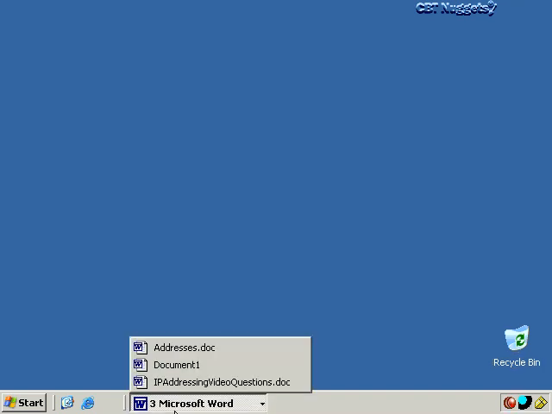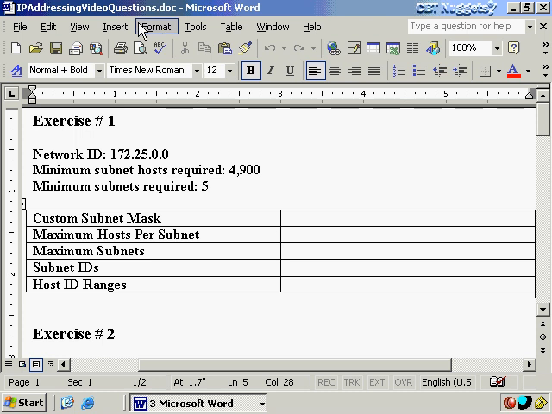So to do that, let's go ahead and take a look at some IP addressing questions that I've got here, and this will be scenarios in which we have a given network ID, like this class. What class is this? Class A, B, or C? Class B network ID, and it's got a default subnet mask of what?